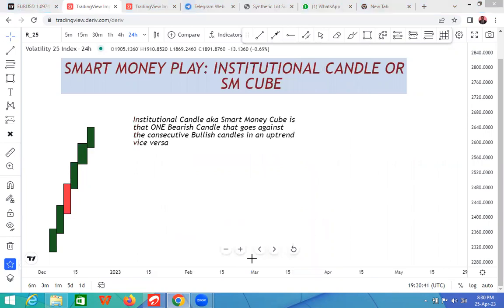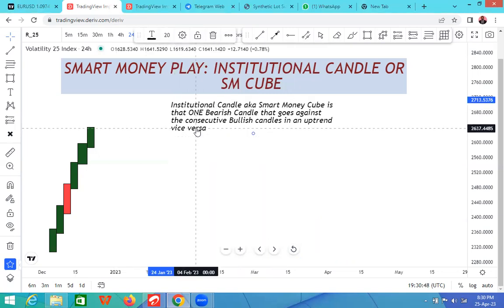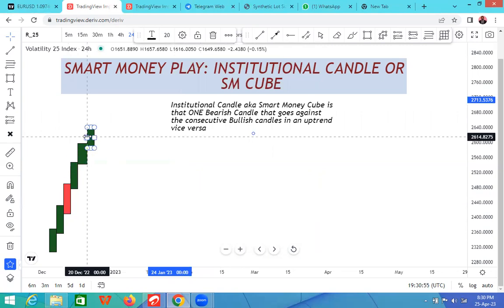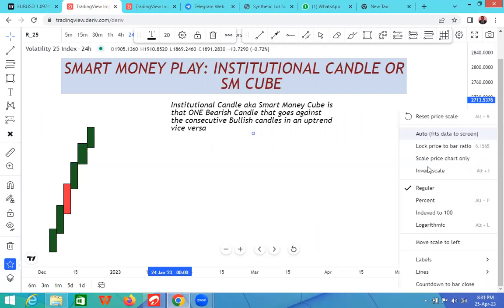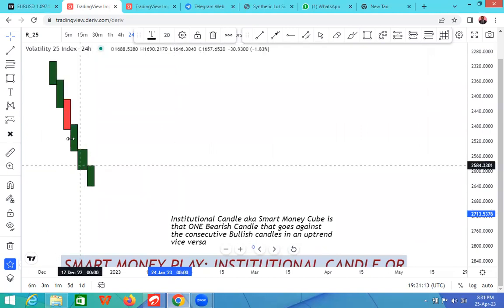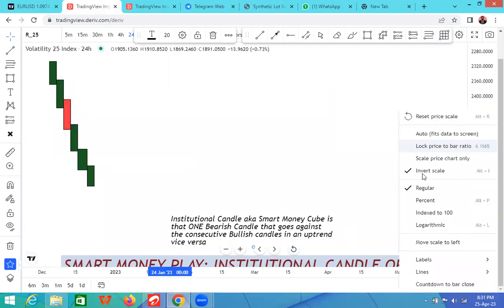Okay. All right, so institutional candle, or smart money cube, is that one bearish candle. As you can see in this case, it goes against the consecutive bullish candles in an uptrend. So if it is in a downtrend, it becomes that one bullish candle that goes against the consecutive bearish candles in a downtrend. So it's going to be like this. You see a downtrend, price is coming down, and all of a sudden price goes higher, bullish, and then the trend continues its journey.